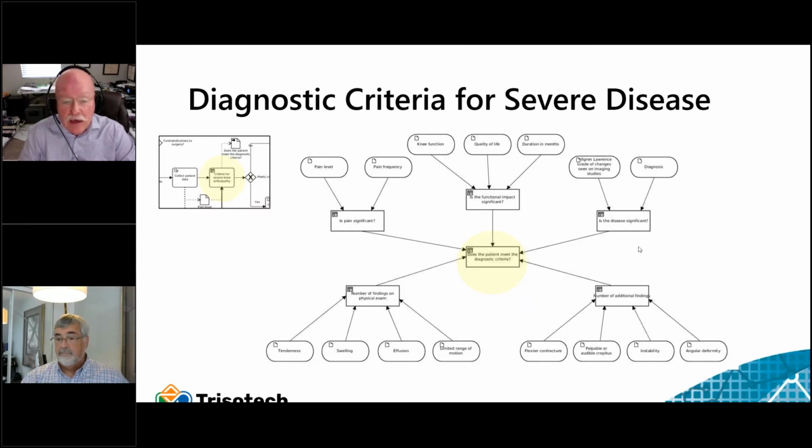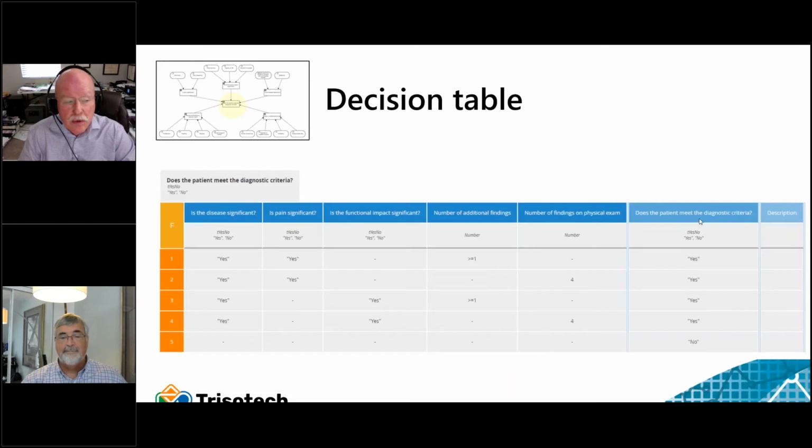And if we go to the next slide, we can see a decision table which takes the various outputs from the 5 sub-decisions and basically gives you an answer, yes or no. Alternatively, there might be an equation, there might be a score, there may be any number of things that would be alternatives, but in this case, a decision table is used, which basically says if you look at the first line, if the disease is determined to be significant, if the pain is significant, and there are physical findings that are present, then the person meets the criteria.